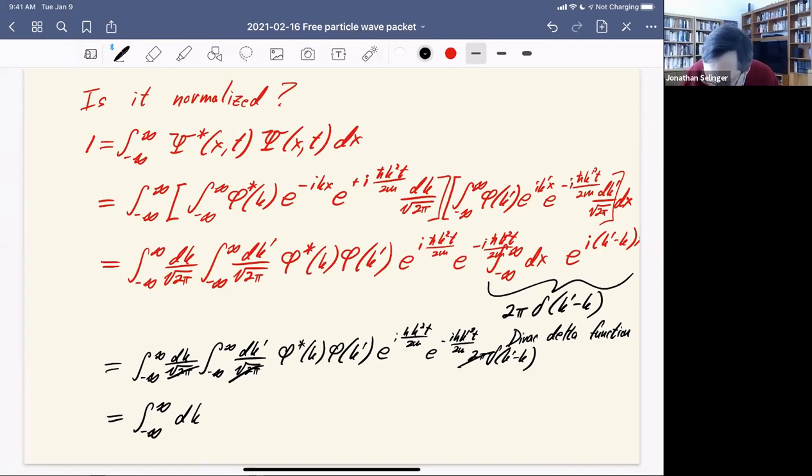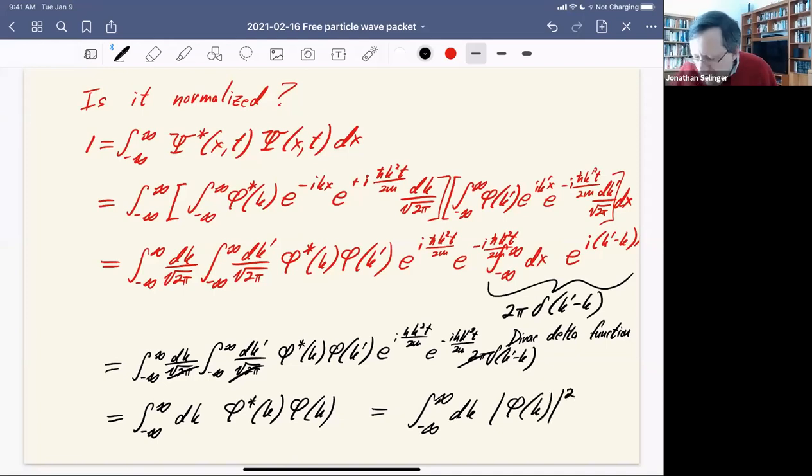So we get still an integral over k, phi star of k, phi of k. And then these exponentials cancel, and that's all. So this is an integral over k of the magnitude of phi of k squared. Okay, so it can be normalized. The wave function is normalized if we have a phi of k function such that this thing is normalized. It's possible to normalize this with a good choice of phi of k, although it's not guaranteed to be normalized for any phi of k.